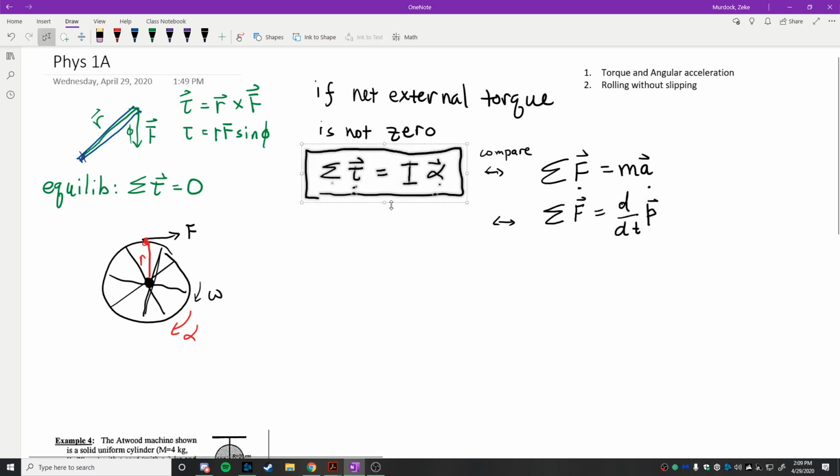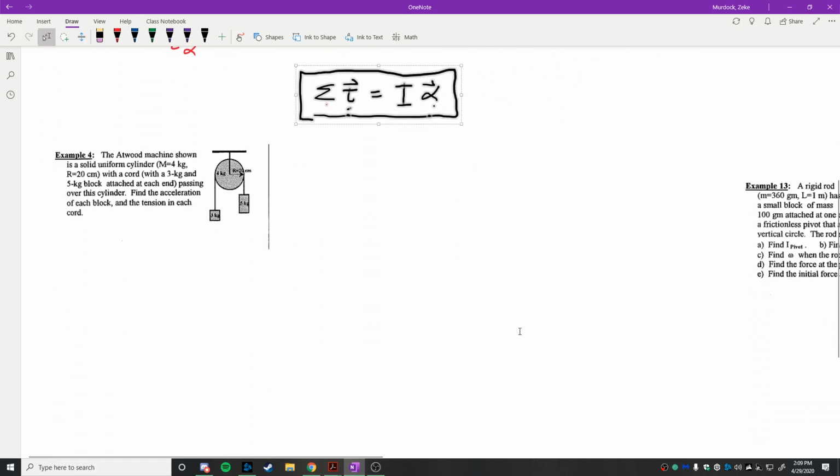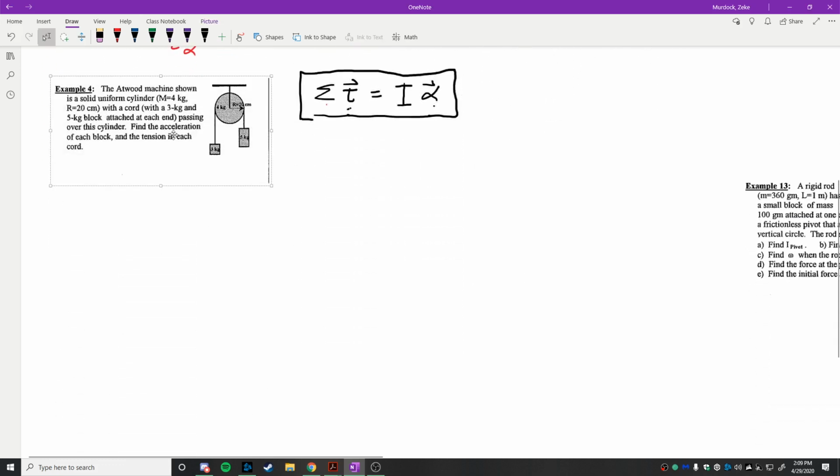All right, so let's take this equation, and let's use it to solve this problem down here. This is a direct application, a pretty simple application of where we can use this equation. It's not the simplest problem we could do, so it's a little more challenging, but it will provide the details of when and how we would use this. Okay. So the Atwood machine shown is a solid uniform cylinder that has a mass of 4 kilograms and a radius of 20 centimeters, with a cord that has a 3 kilogram and a 5 kilogram block attached at each end, passing over the cylinder.